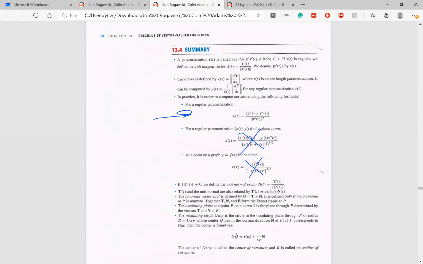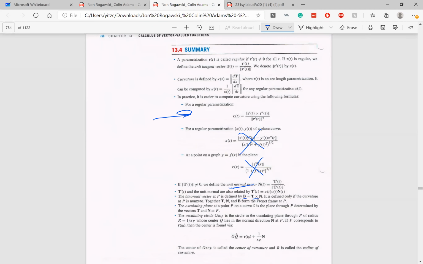And then we talked about the normal vector, which is you take the derivative of the unit tangent vector, divide by its magnitude, and that would give you the unit normal vector. And it's orthogonal to your curve. And then we said we can find the binormal vector by taking the cross product between the two.